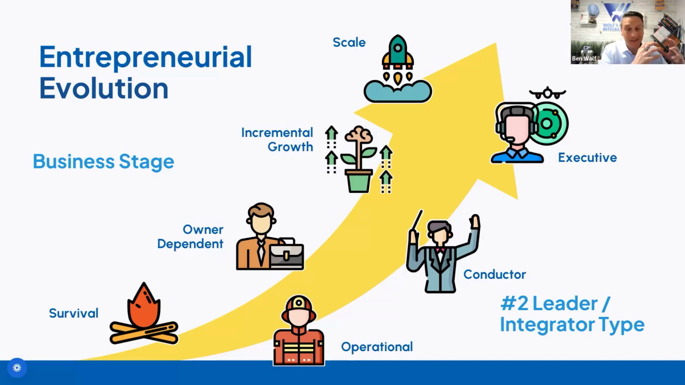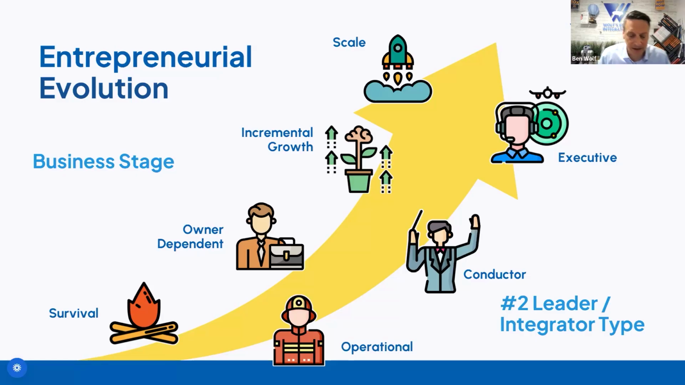And so some businesses are at the bottom left stage on the screen, which is survival mode. That is where they are battling against catastrophe every day. There's a fire image because there's always fires to put out.